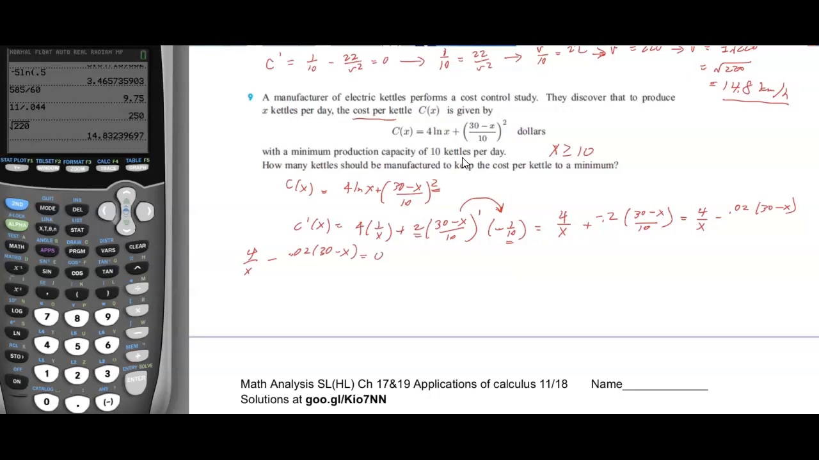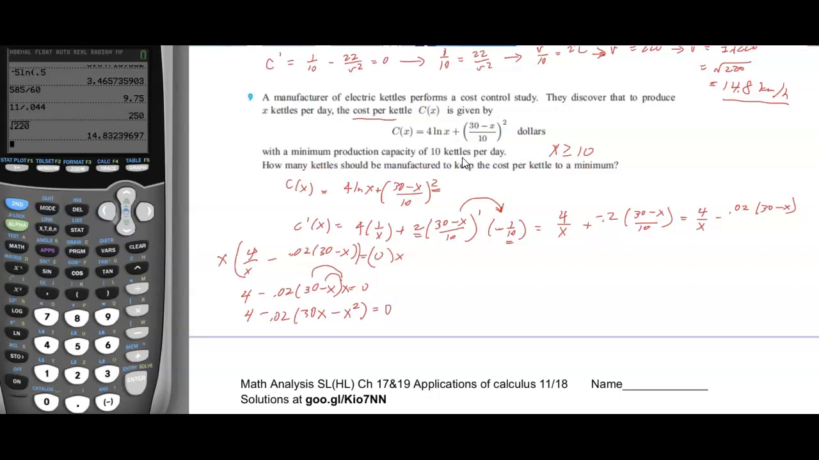Then I'm going to multiply both sides by x, so I'll have 4 minus 0.02 times (30 minus x) times x equals 0. Oh, there's an x here too, right? I multiplied both sides by x. So I multiply this side by x, I multiply this by x, and 0 stays 0. The left side becomes 4 minus 0.02, parentheses 30 minus x, times x. We distribute the x to 30 and to minus x, and we get 4 minus 0.02 times (30x minus x squared) equals 0.